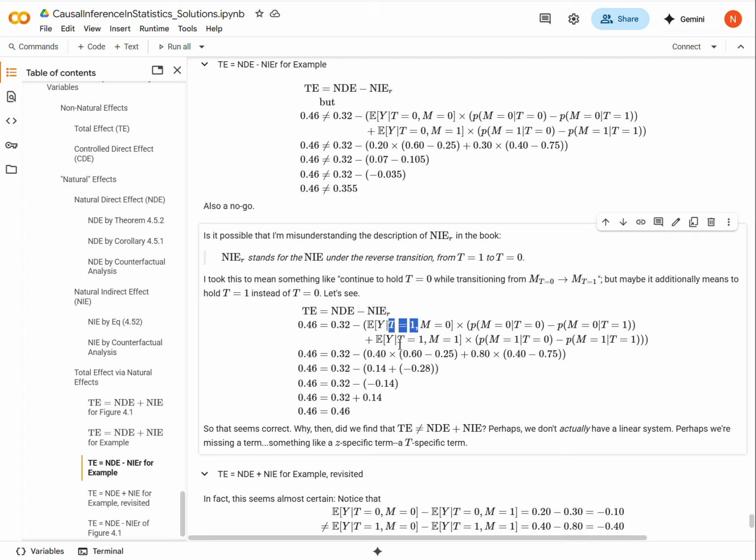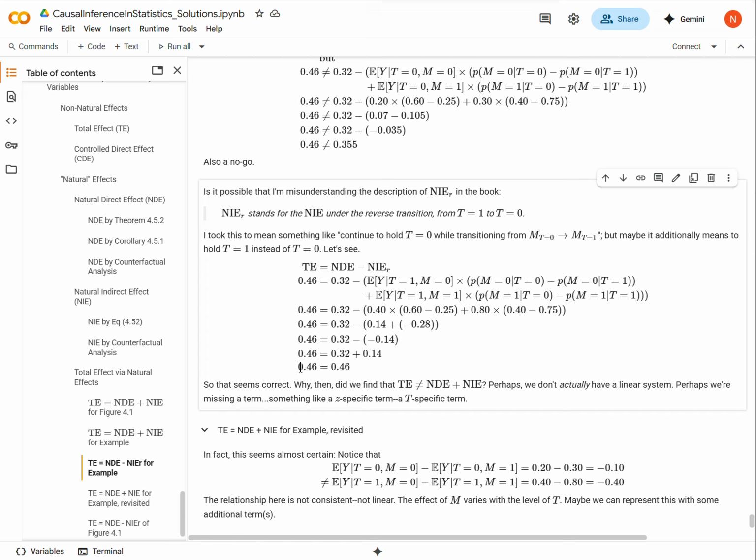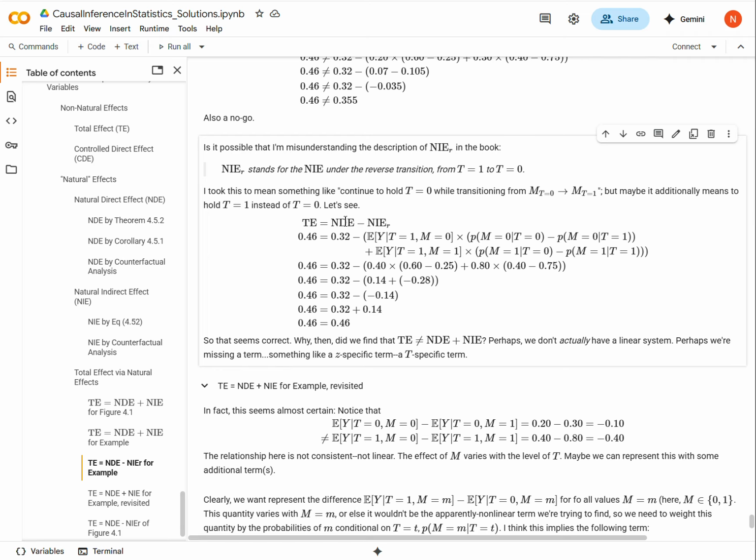Okay, so now I take this same expression and I make that change, right? So all the t equals 0 becomes t equals 1. Run through the math, and now we finally get this. We finally get the total effect equals total effect, NDE minus NIE sub r.